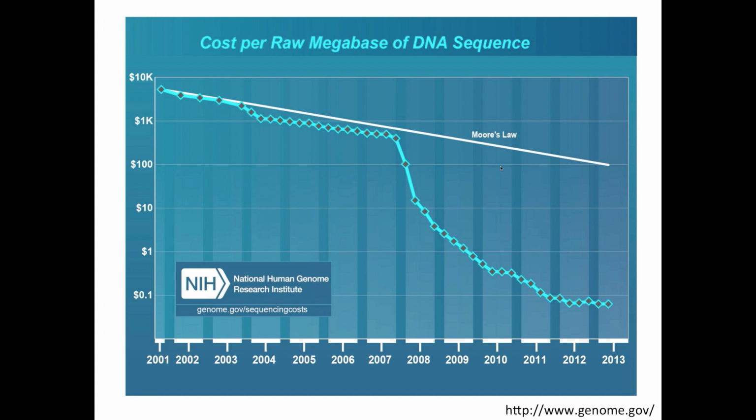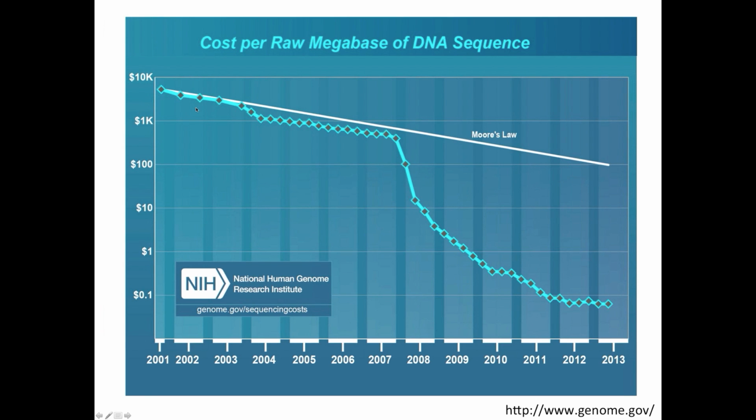We're probably all familiar with this plot put out by the NHGRI. It shows the cost of sequencing relative to Moore's law. As many of you probably know, Gordon Moore was one of the founders of Intel, and he observed many years ago that the cost of computation was dropping at an exponential rate. So this is a log scale on the y-axis here, and this is the cost of compute over time.